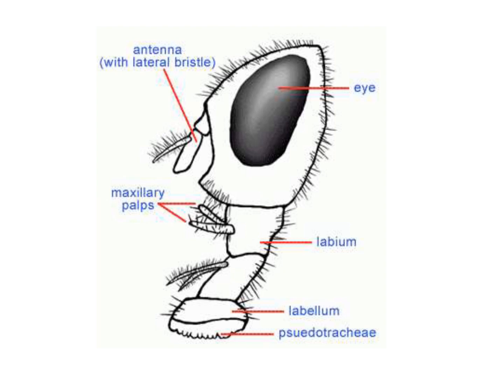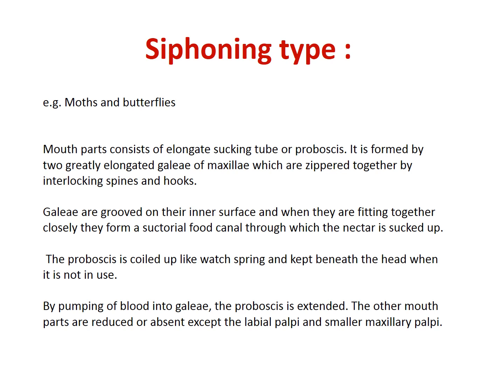This is another photograph showing the sponging type of mouthparts. The next one is the siphoning type of mouthparts which are noticed in moths and butterflies. Mouthpart consists of elongate sucking tube or proboscis. So they will have a proboscis. It is formed by two greatly elongated gallia of the maxillae. So from the maxillae, the gallia part is elongated and zipped together by interlocking spines and hooks. Gallia are grooved on the inner surface. When they are fitting together closely, they form a suctorial food canal through which the nectar is sucked up.